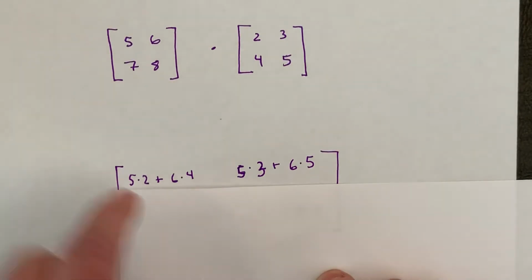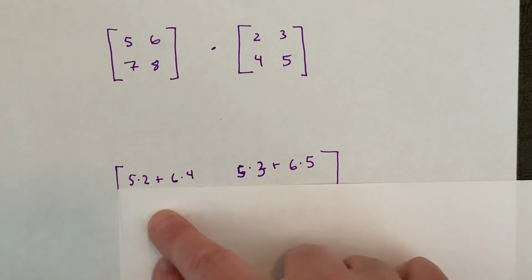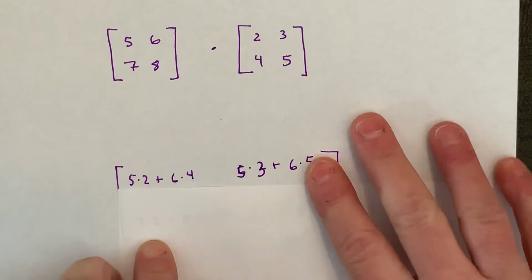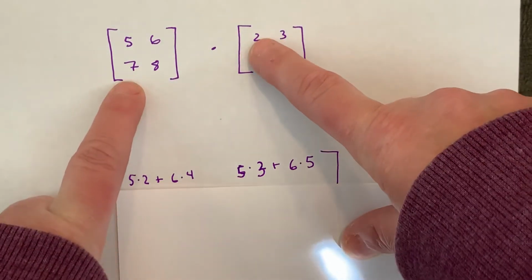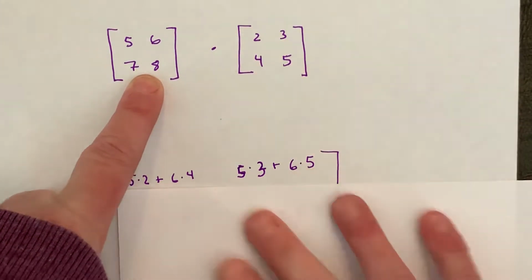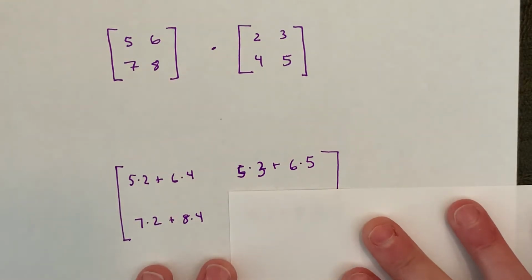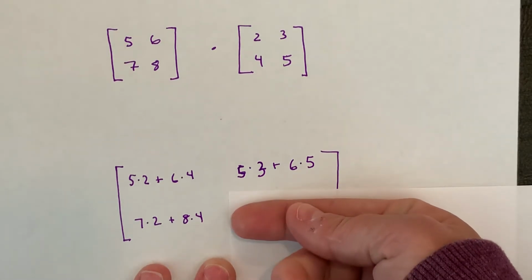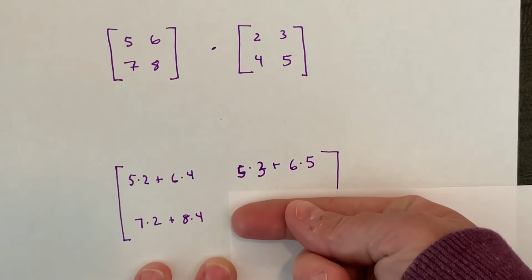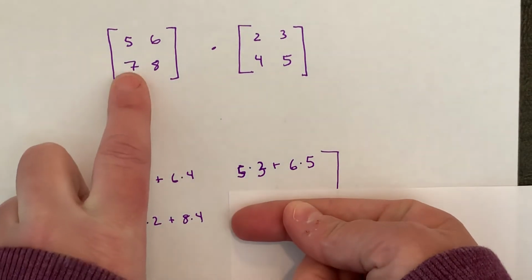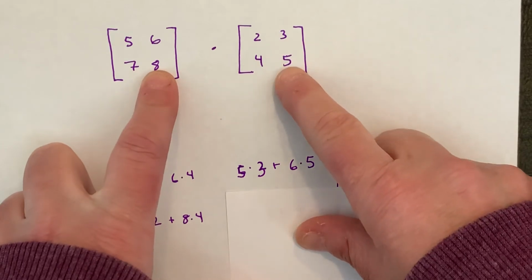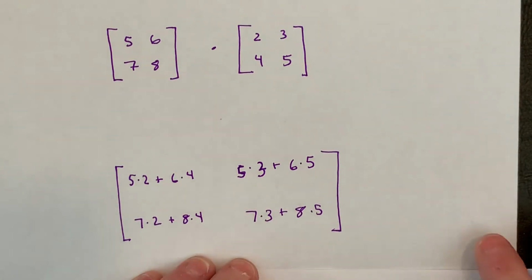Okay, what do you think is going to go right here? Take a moment and write that one down ahead of me. What do you think is going to go right here? Second row, first column. So I'm going to do 7 times 2 plus 8 times 4. Looky there. What do you think is going to go right here? See if you can get ahead of me on that one. Second row, second column. So 7 times 3 plus 8 times 5. Boom.